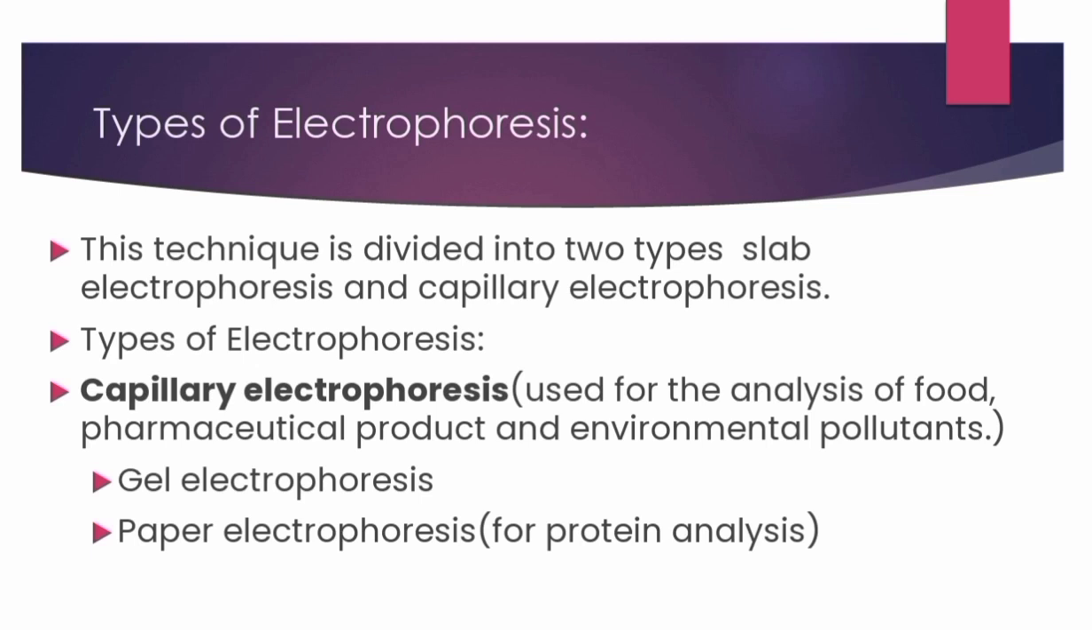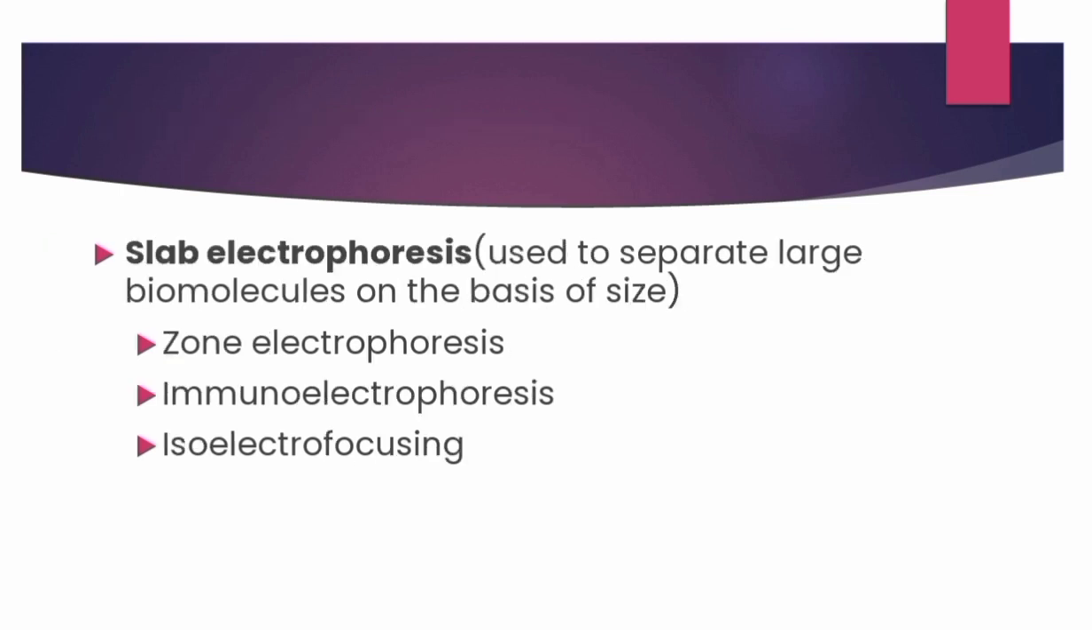Types of electrophoresis. This technique is divided into two types, slab electrophoresis and capillary electrophoresis. Capillary electrophoresis is used for the analysis of food, pharmaceutical products, and environmental pollutants. It further includes gel electrophoresis and paper electrophoresis. The second type is slab electrophoresis. It is used to separate large biomolecules on the basis of size. It further includes zonal electrophoresis, immunoelectrophoresis, and isoelectric focusing.